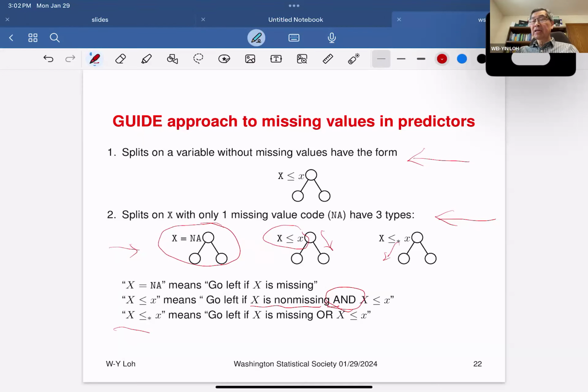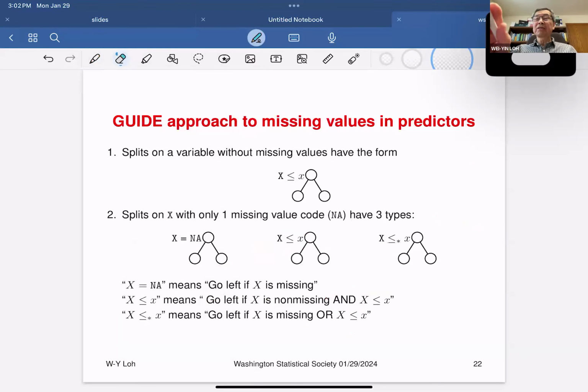This split says that if x is missing, or if x is not missing, then if x is less than or equal to little x, then you go to the left, right? So this would cover every possible situation. The asterisk here is an indicator that, if you want, think of asterisk as missing. So the fact that it's in there with the inequality means missing values go to the left, right? So GUIDE will search through all these possible splits and find the best split.